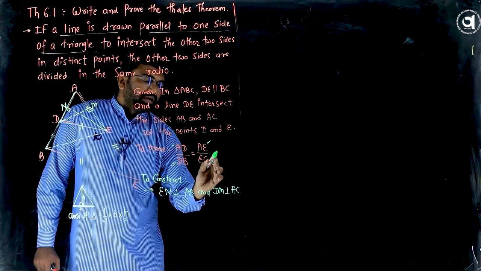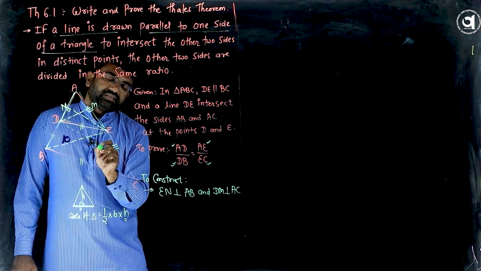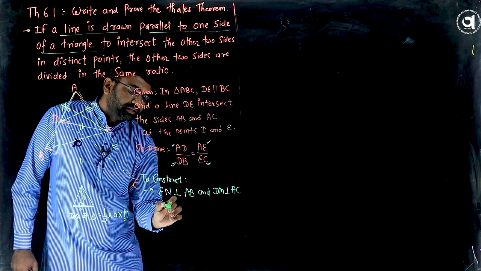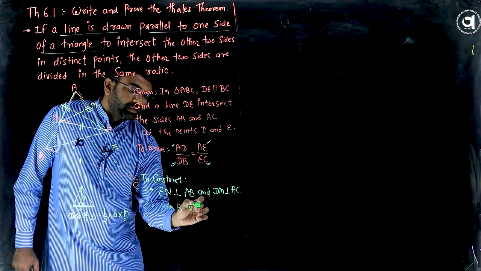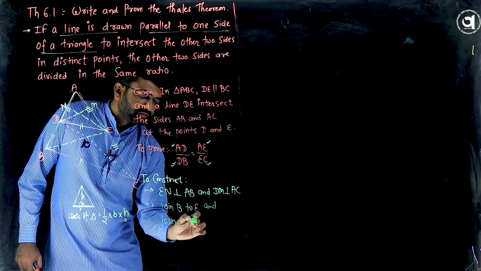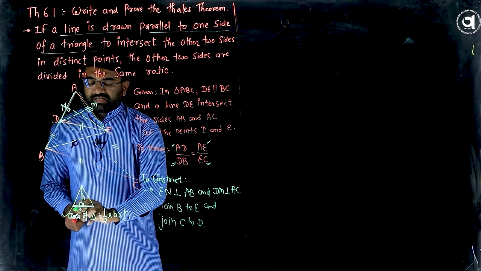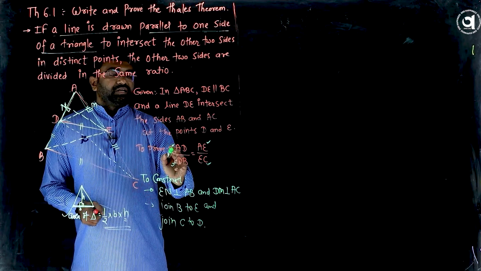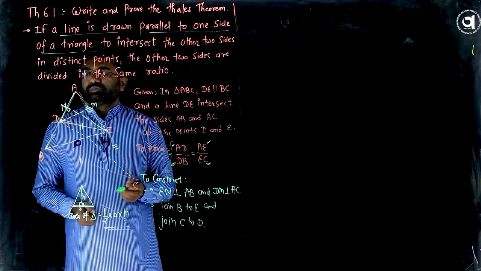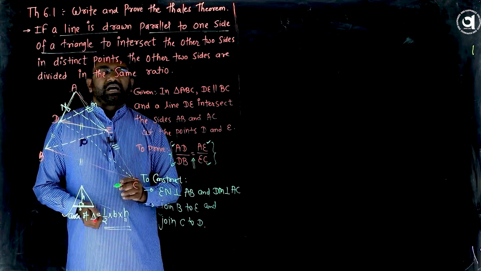Similarly, whenever we take EC as a base of one of the triangles, we need to join C and D. So we have to write in the construction: join B to E and join C to D. Now one by one we write the triangles' areas using this formula, and we try to convert our triangles' areas into this ratio AD by DB, similarly AE by EC. Then afterwards we need to prove both ratios are equal.